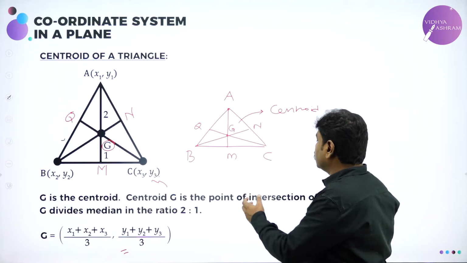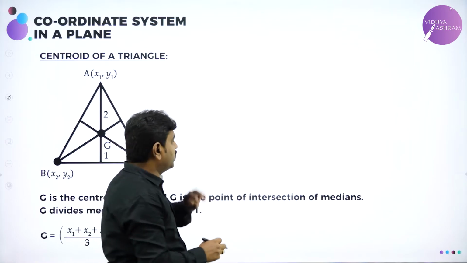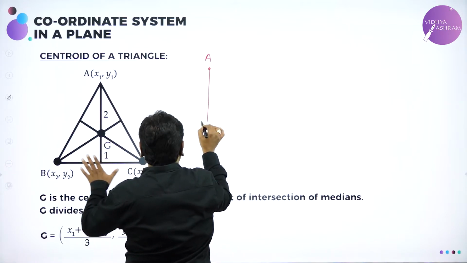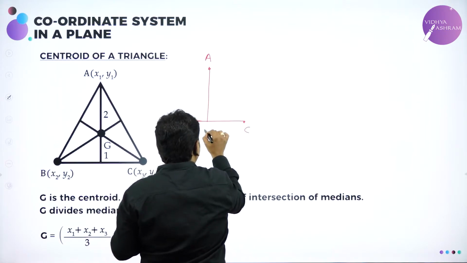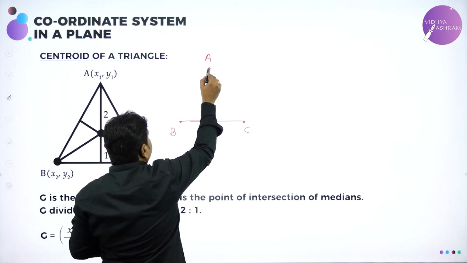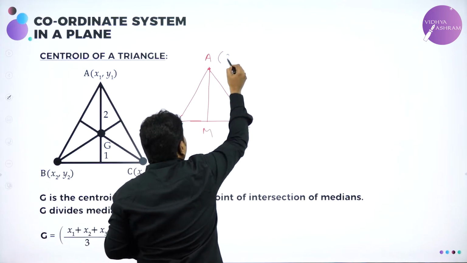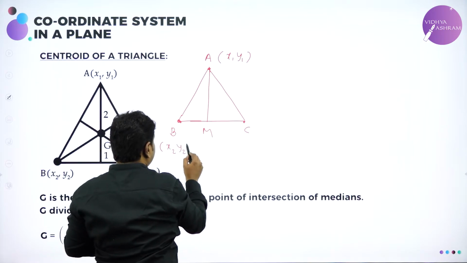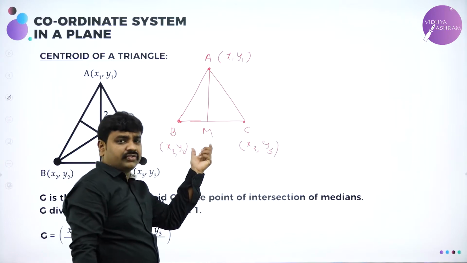Let me derive and show how to get this. Now observe. First I'll take one of the medians, AM. In the diagram I am taking only A which touches BC. I'll assume it is touching at the midpoint because it's a median. I am taking the same triangle ABC, and the same vertices also. A is (x1, y1), B is (x2, y2), and C is (x3, y3). 3 vertices I have taken. Now I want the value of M.